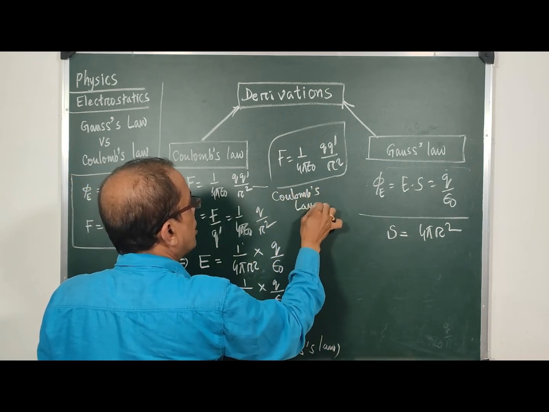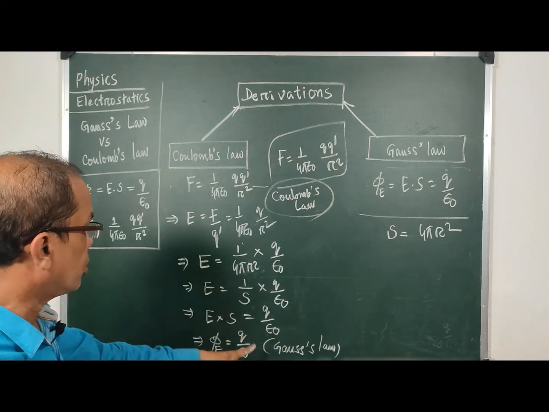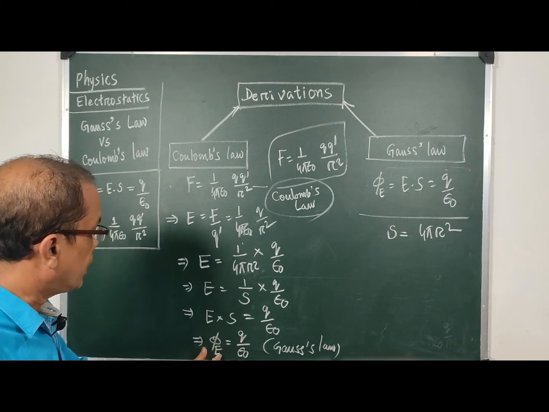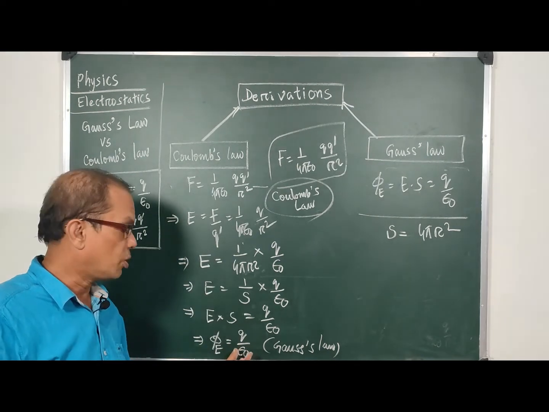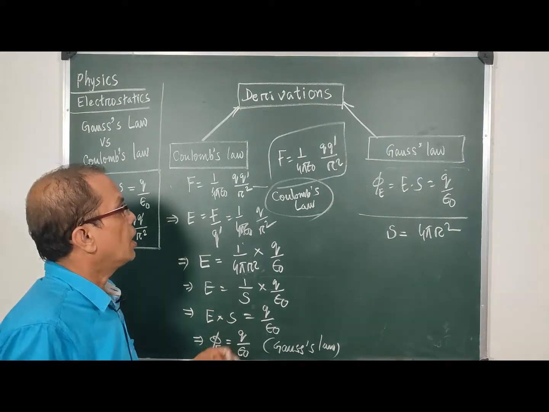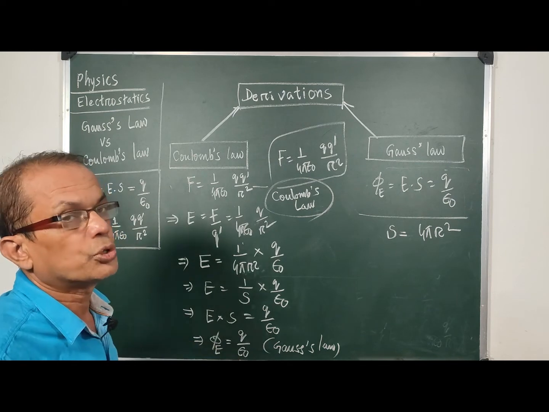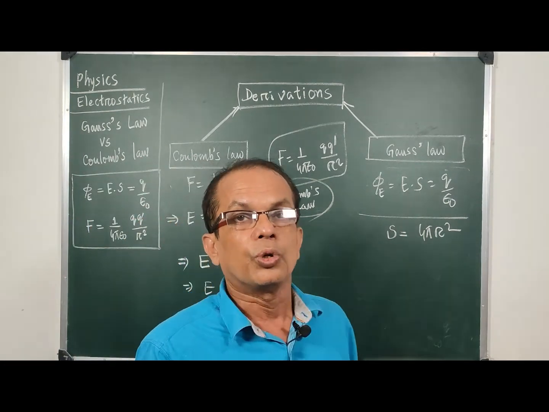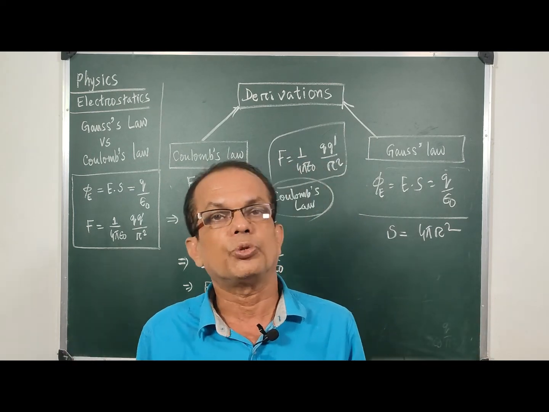Now I think you are very much clear how Coulomb's law can produce Gauss law, which is electric flux linked with the surface is 1 by epsilon 0 times q, or the charge in the surface, and Gauss law can produce Coulomb's law, and Coulomb's law can produce Gauss law. So with this, I think you are clear about the conversions, the derivations, and the interlinks between the two formulae.